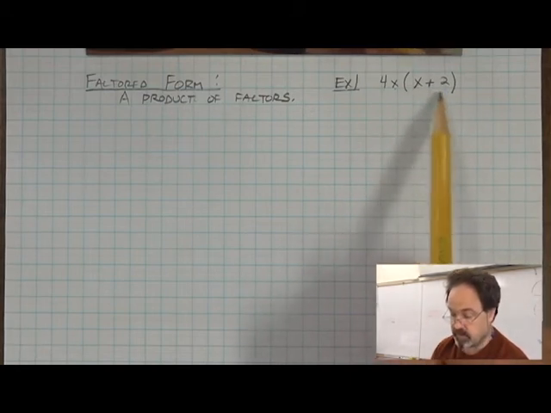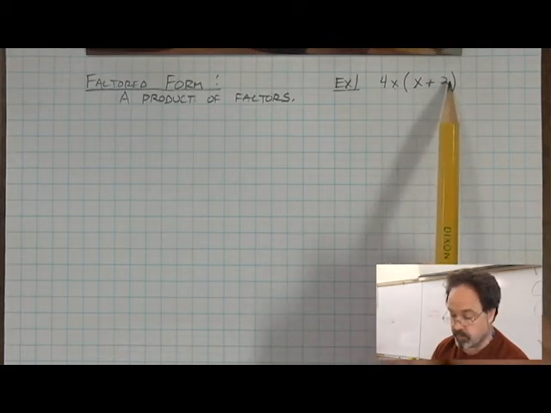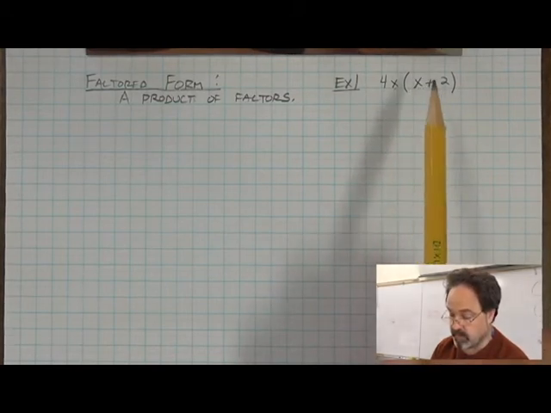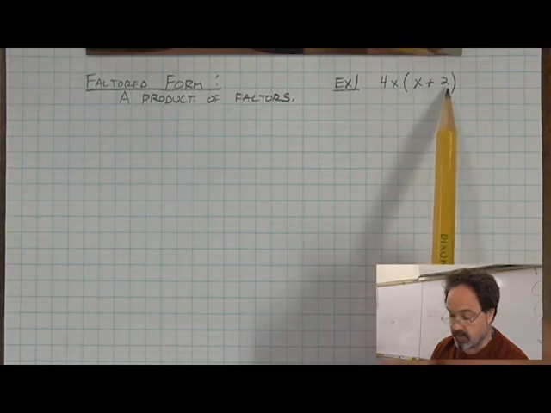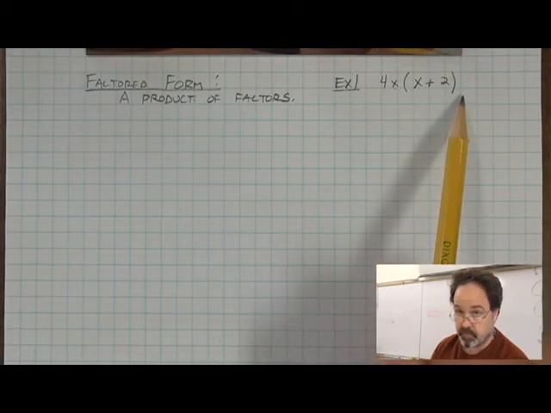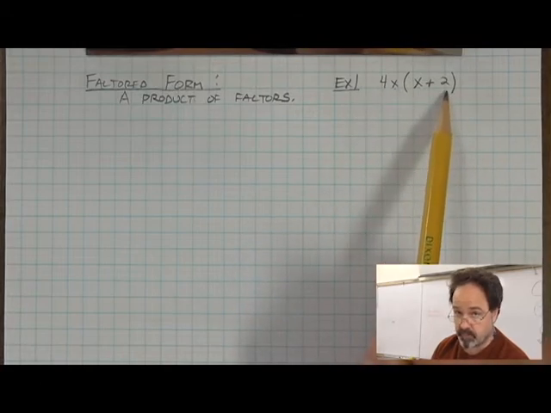Inside the parentheses, I can see that I have a sum, but we consider the x plus 2 as a group inside parentheses, and we call that a factor because we can't separate the x and the 2 any further than what we see here. Again, this is an example of factored form. It's a product of three factors, and those factors are 4, x, and the group x plus 2.